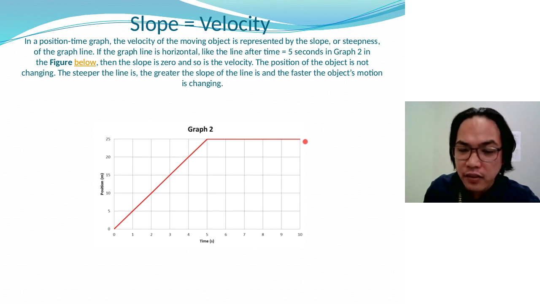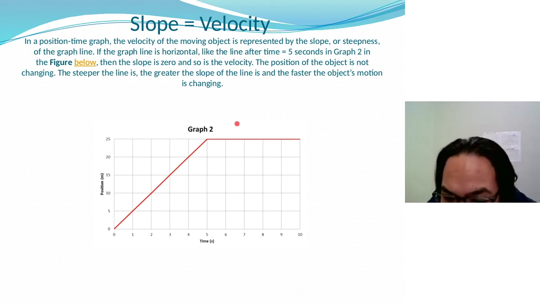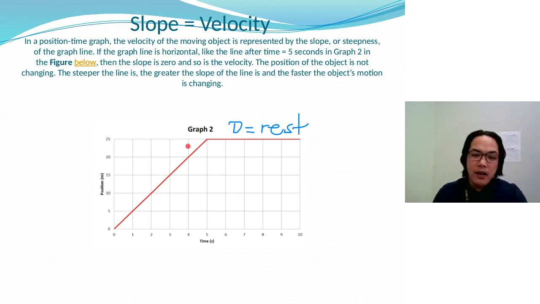The position of the object here is not changing. But the steeper the line is, the greater the slope of the line is, and the faster the motion of the object is changing. So this one is an example of a 0 slope. And since slope is velocity, therefore this is a 0 velocity, or the object is at rest. Okay, how about this one?